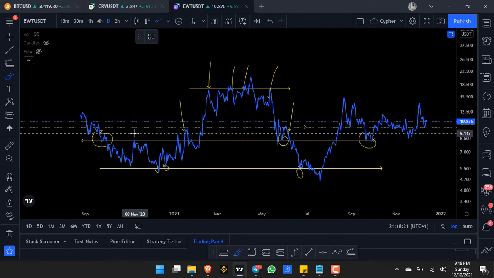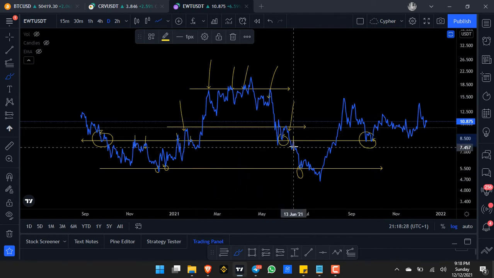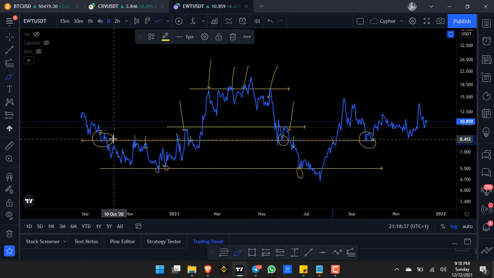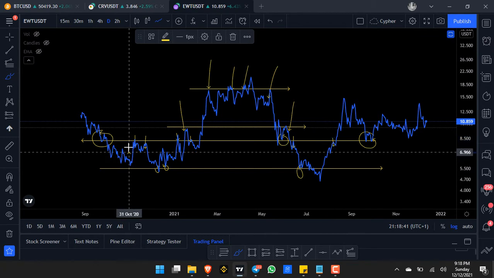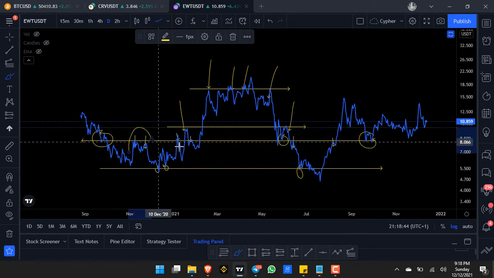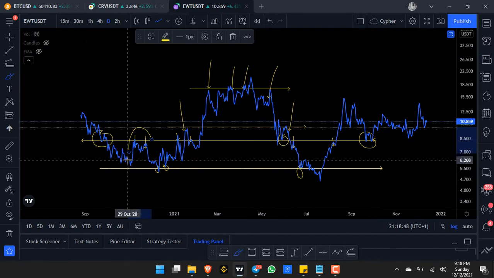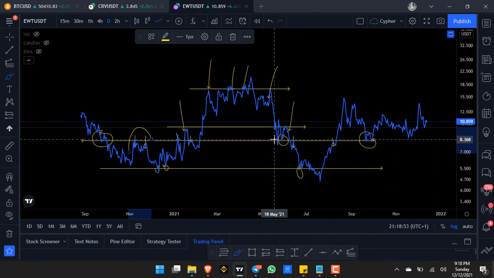Now look at it, resistance, resistance. It resisted here and then it was pushed back. Look at it, resistance, resistance, resistance. So it explains what I was trying to say before: when a resistance level is flipped, it becomes a support level. You can see that this was a resistance level. Price action managed to break above it, and then it was converted to support.